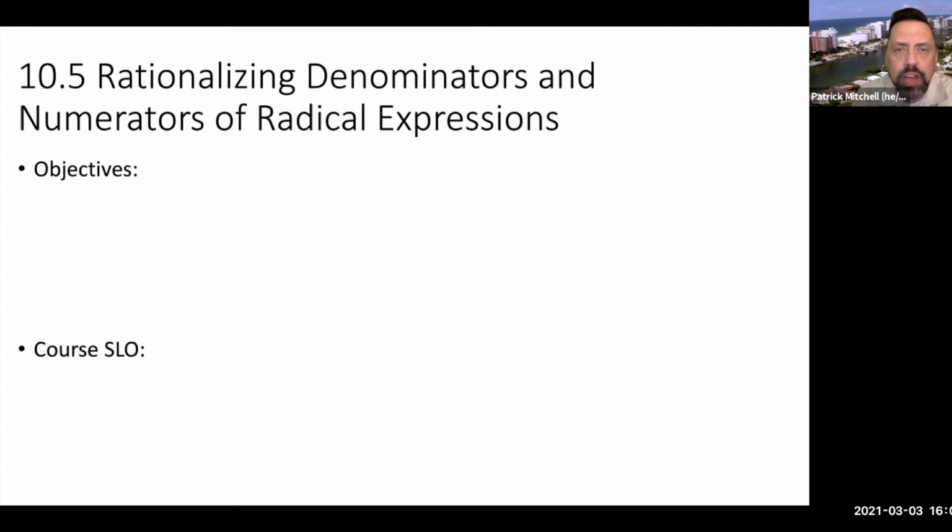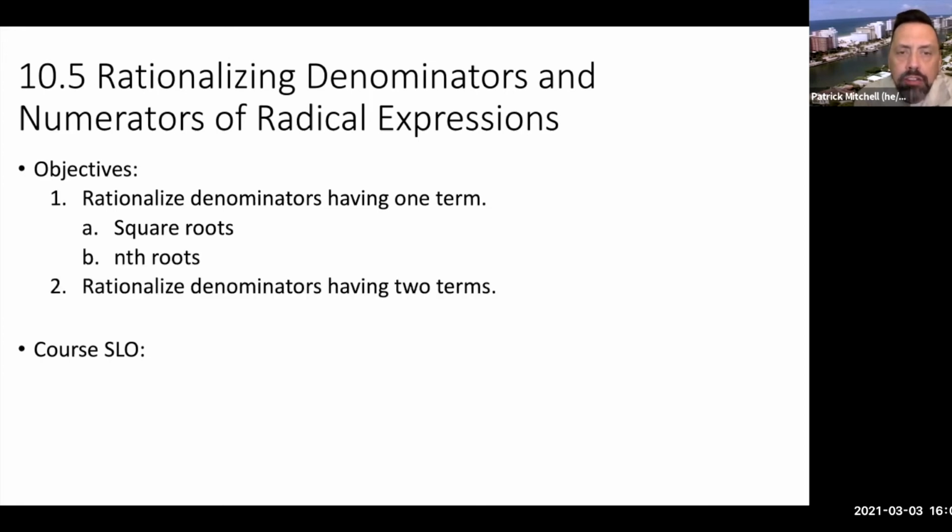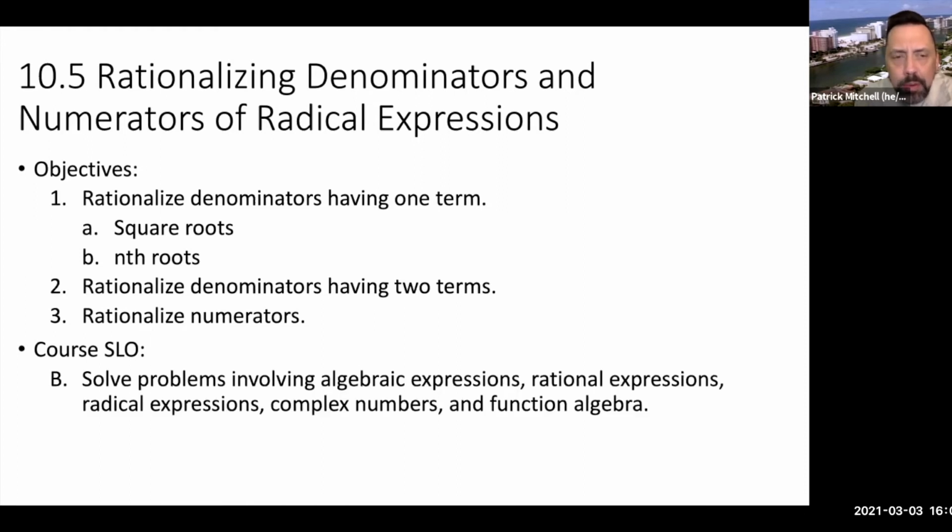We're continuing with Chapter 10, and today we're looking at Section 10.5, Rationalizing Denominators and Numerators of Radical Expressions. In this section, we'll rationalize denominators having one term, which includes square roots and other kinds of roots. Then we'll rationalize denominators having two terms. And finally, we'll look a little bit at rationalizing numerators. And this is still part of SLOB.